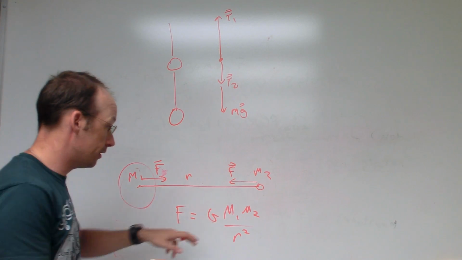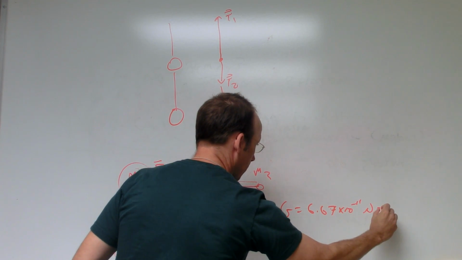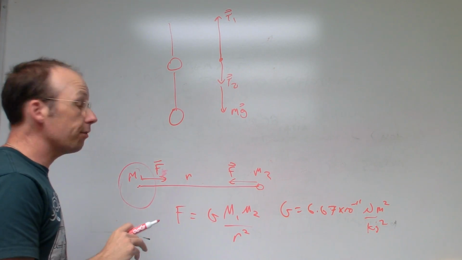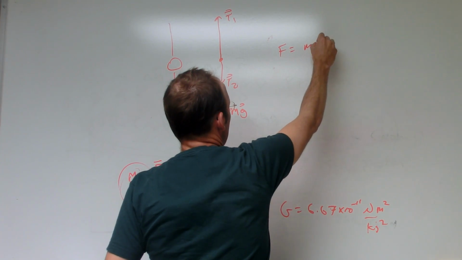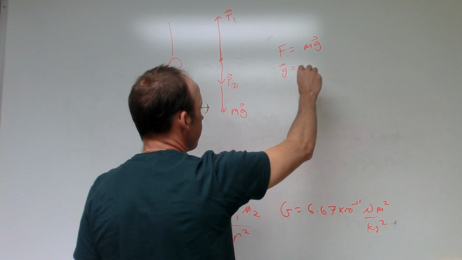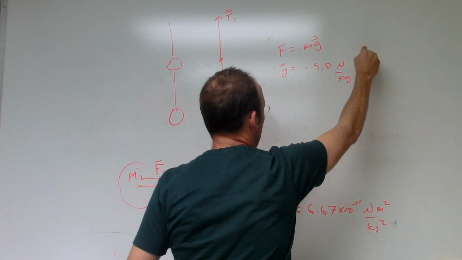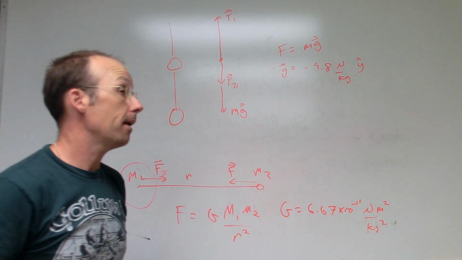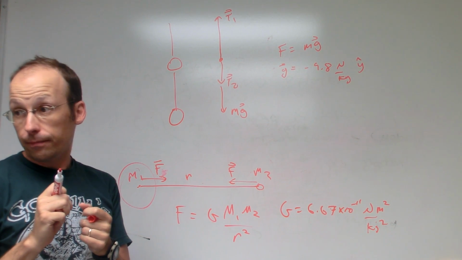Okay, but G here is a constant, 6.67 times 10 to the negative 11 newtons meters squared per kilogram squared. Now, if I'm close to the surface of the Earth, then I can approximate this gravitational force as F equals mg, where g is the gravitational field, and near the surface of the Earth it has a value of negative 9.8 newtons per kilogram y hat. So it's down and has that value. It's better to say 9.8 newtons per kilogram, not meters per second squared, although they are equivalent.